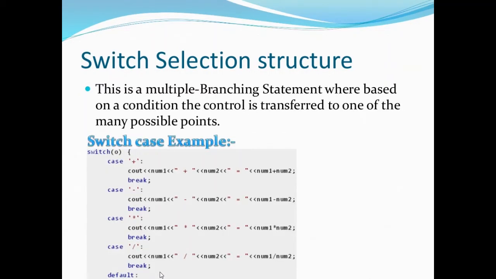Switch selection structure. This is a multiple branching statement where, based on a condition, the control is transferred to one of the many possible points. Switch case example.